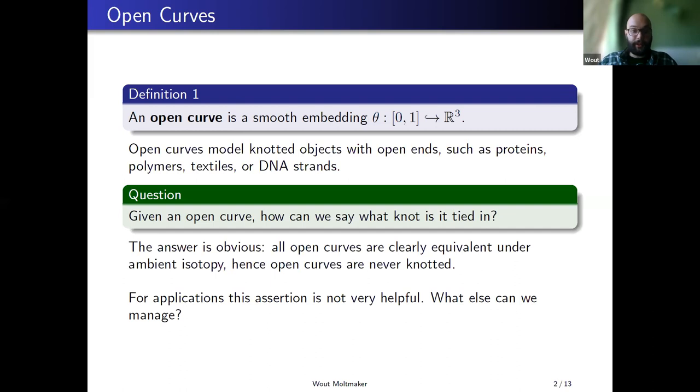And in some sense, we know the answer. It's obvious because all open curves are ambient isotopy equivalent to each other. I can contract any open curve along its length to a point, or to a trivial open curve. So all open curves are equivalent and none of them are knotted. Okay, so this is maybe technically correct, but not a very helpful answer. So the question then is, what else can we say in this direction?